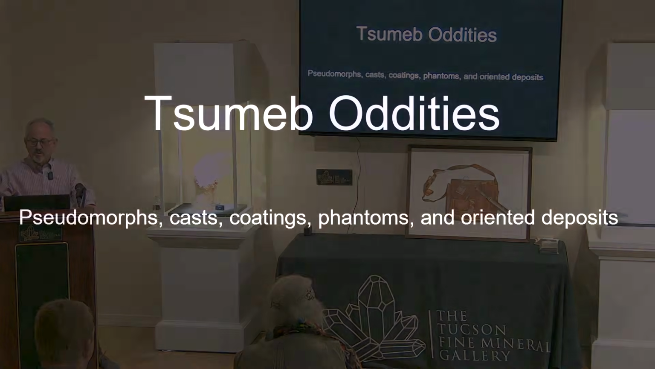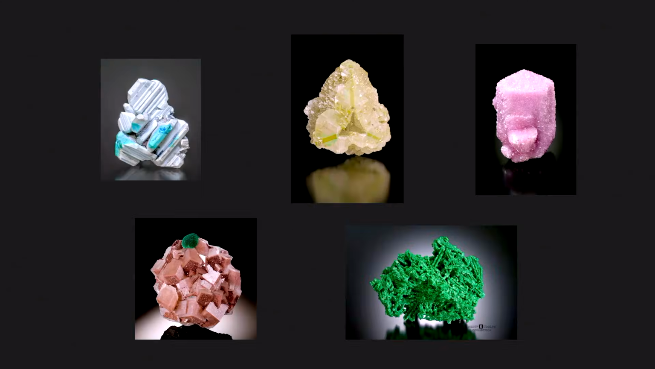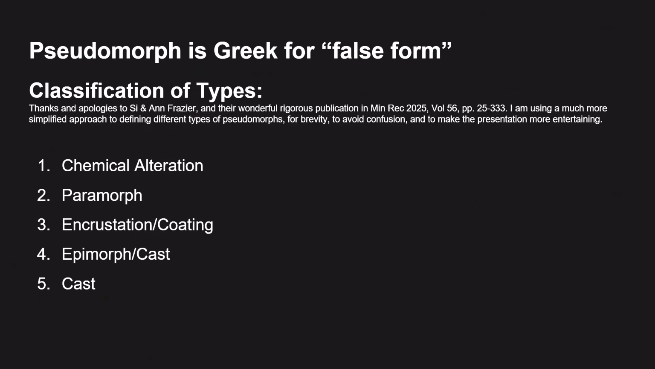This morning I'm going to be talking about oddities from the Tsumeb mine, and those would be pseudomorphs, casts, coatings, phantoms, and oriented deposits. So we're going to be looking at a lot of beautiful and fascinating specimens like these, but you know how a long time ago you were told you can't have dessert until you've eaten all your vegetables? Well, we can't look at any of these pretty pictures before we go through some terminology and classification.